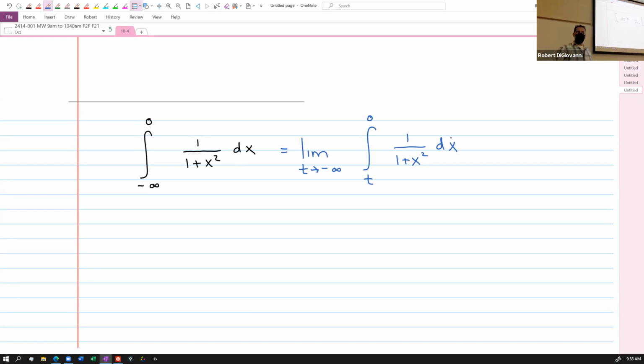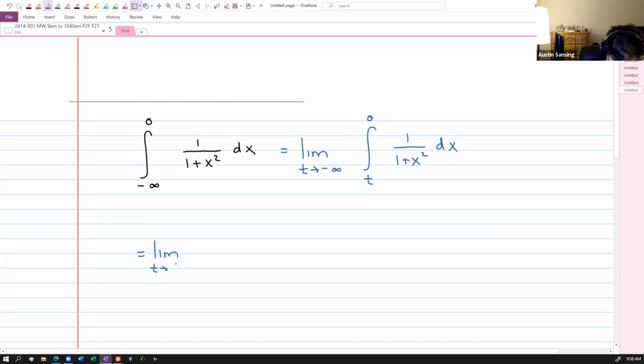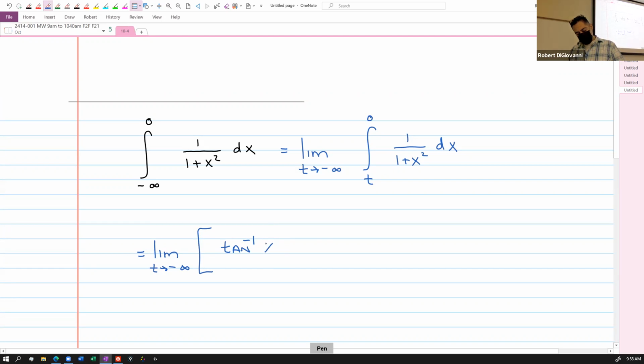How about the antiderivative? Arctangent, you recognize that? Okay, so y'all can hear me at home, right? We're good? Yes. Okay, thank you. So now we have arctangent of x, evaluated from t to 0. Right?